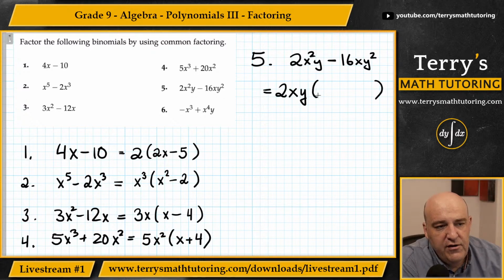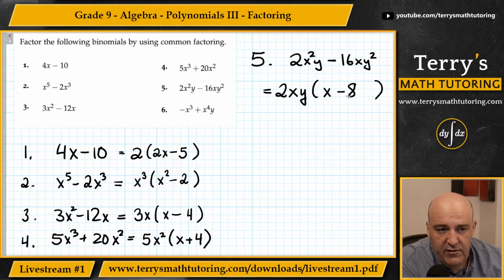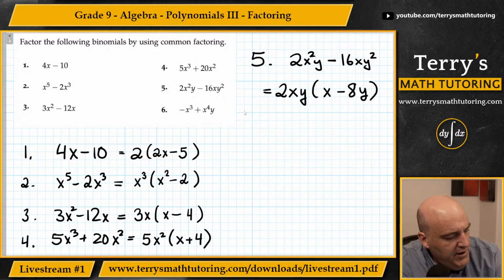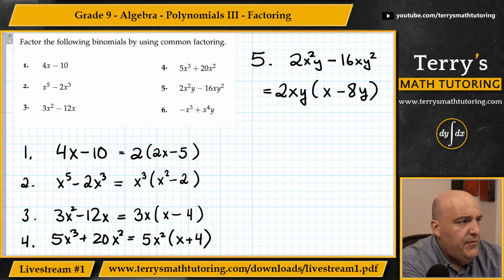And then what goes in there? Well, when I do 2xy times what, it gives me that. That's going to be x. And 2 times 8 is 16. So I have an 8 there. And then the x has already been pulled out. One copy of y has been pulled out. So we have one copy of y left over there. So we get 2xy times x minus 8y for that answer.